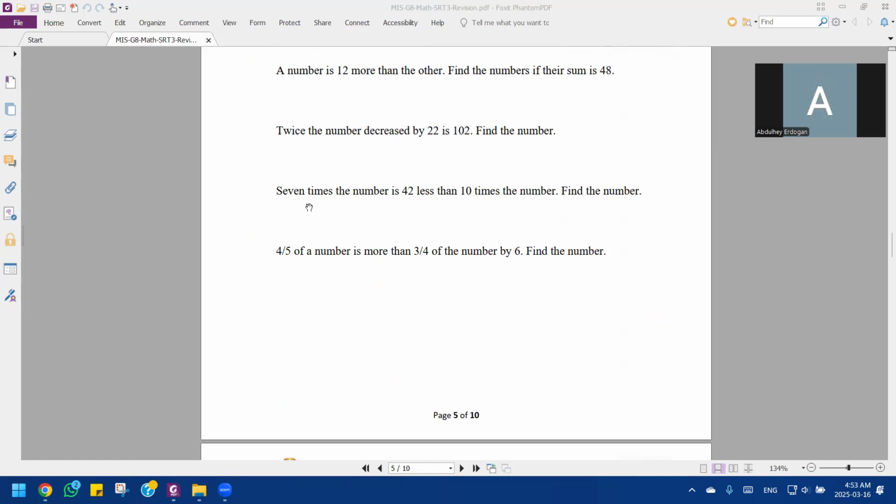7 times the number is 42 less than 10 times the number. Okay, let's do it step by step. 7 times the number, this is 7x, is, we put equal, 42 less than 10 times the number. So less than is similar to from. Okay, so we do it the opposite way. 10 times the number, this is 10x, and it's 42 less, so minus 42. So that less than is similar to from. You need to change the order.